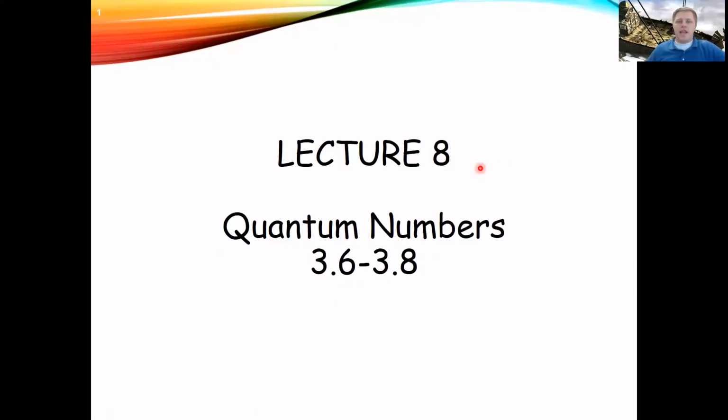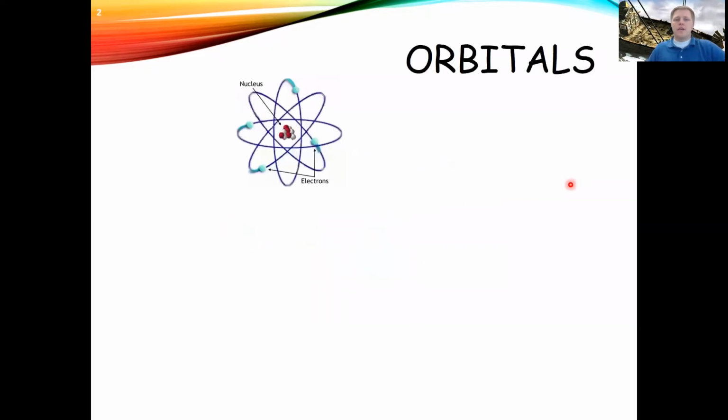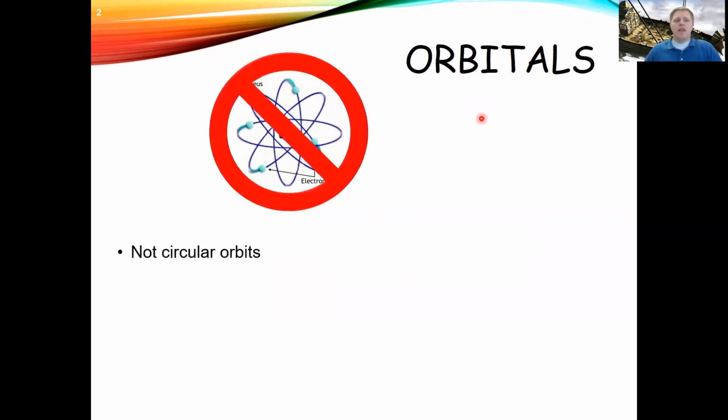This is lecture 8. Today we will be talking about quantum numbers. So we'll review briefly the orbital. And so right here on the screen, I have a picture of what society kind of thinks of as the atom, right? With the nucleus in the middle and the electrons orbiting around it. But we now know that that view is not true, right?